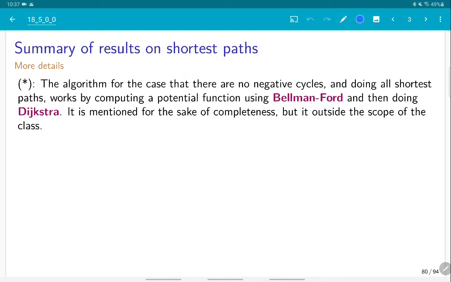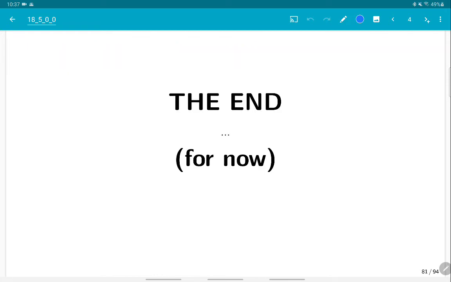Okay, so these are the results we have, and a few results just for your information. As I said, the algorithm that is Bellman-Ford and then Dijkstra n times is kind of the best one can hope for at some level. Okay, this is it.